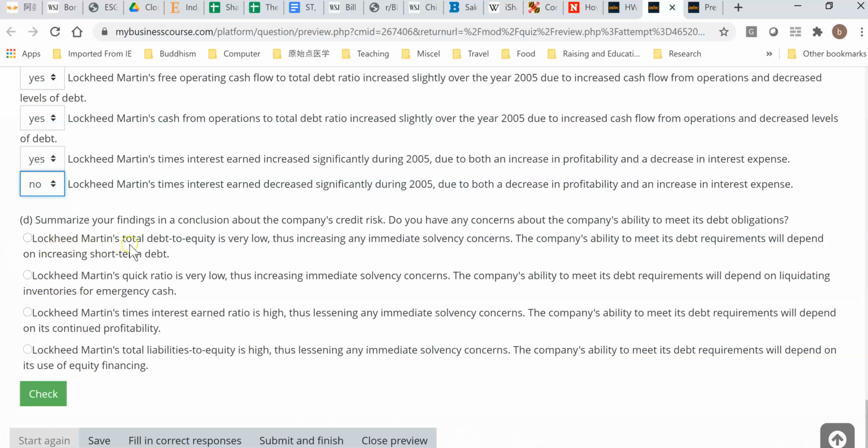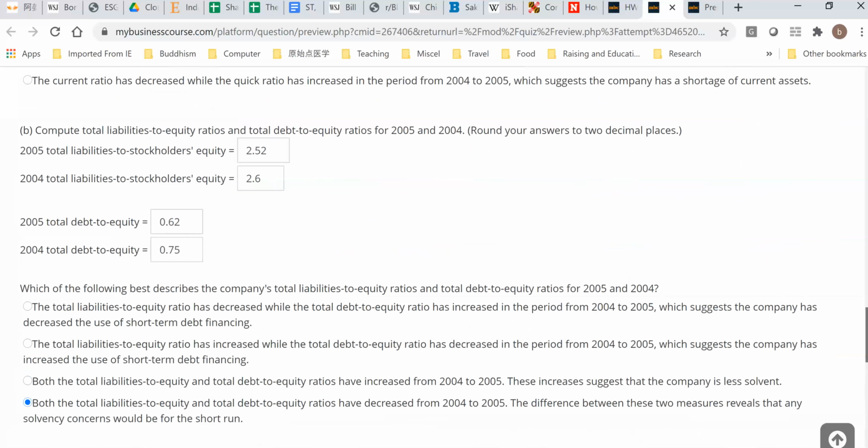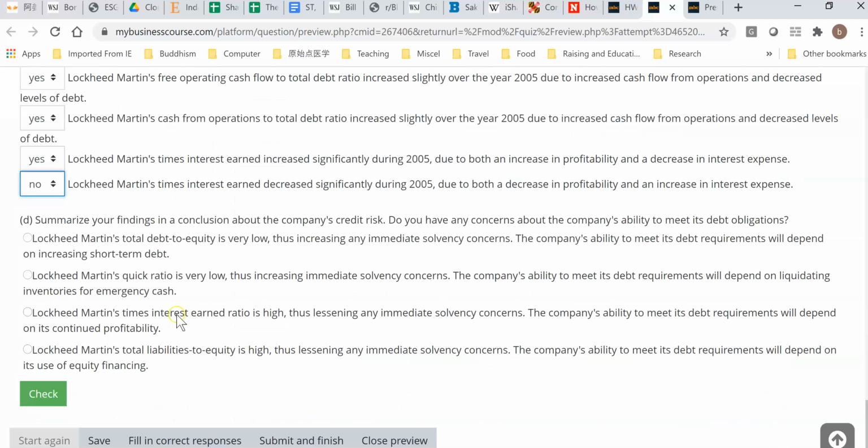Lockheed Martin's total debt to equity ratio is very low, thus increasing any immediate solvency concerns. So obviously this is not correct, right? Because the total debt to equity ratio has been decreasing, as we observed, over the years. And the lower the debt to equity ratio, in terms of the solvency, the better. Right? So it's not increasing the concerns, it's decreasing the concerns. Lockheed Martin's quick ratio is very low. Quick ratio actually has increased over the years. Obviously, this is also not correct.